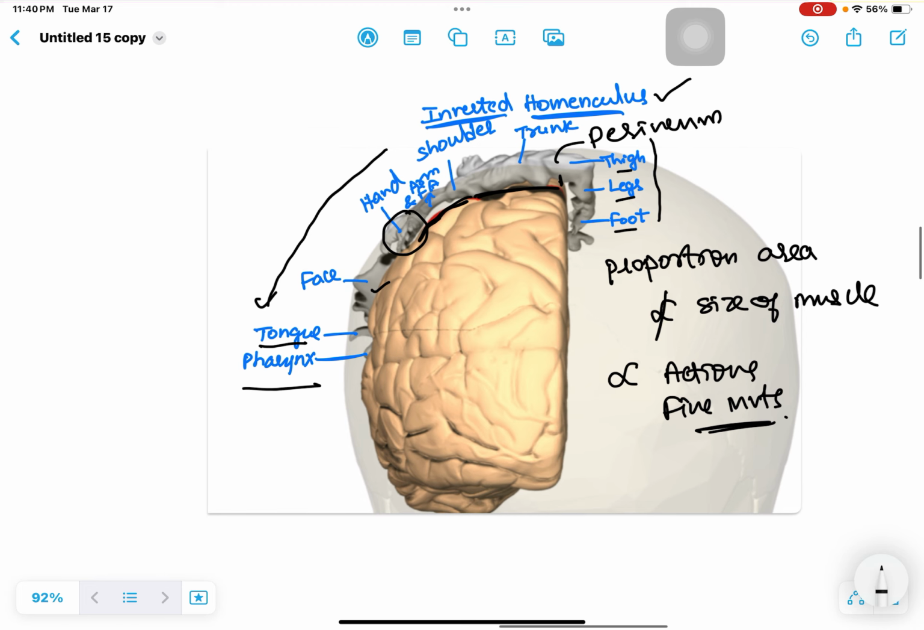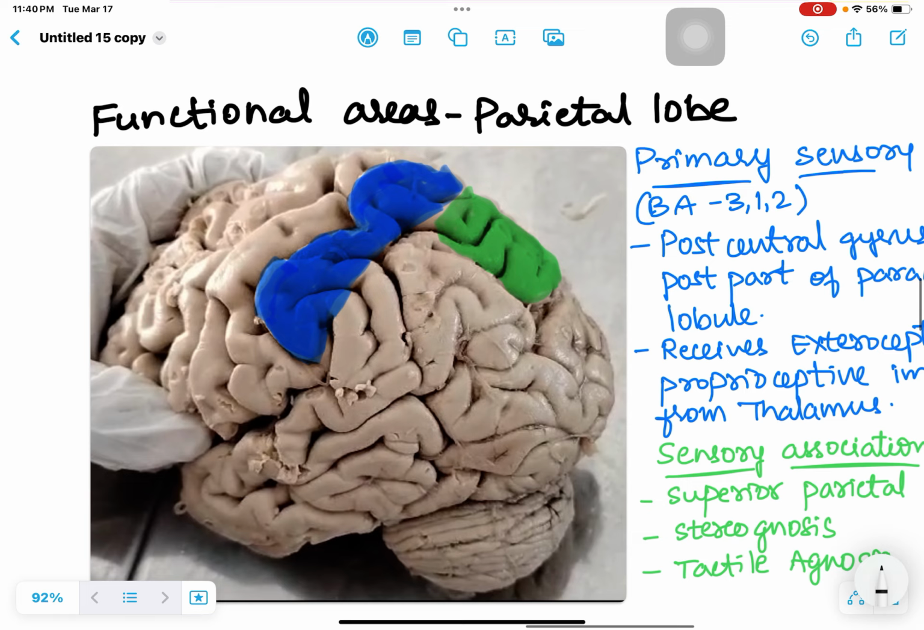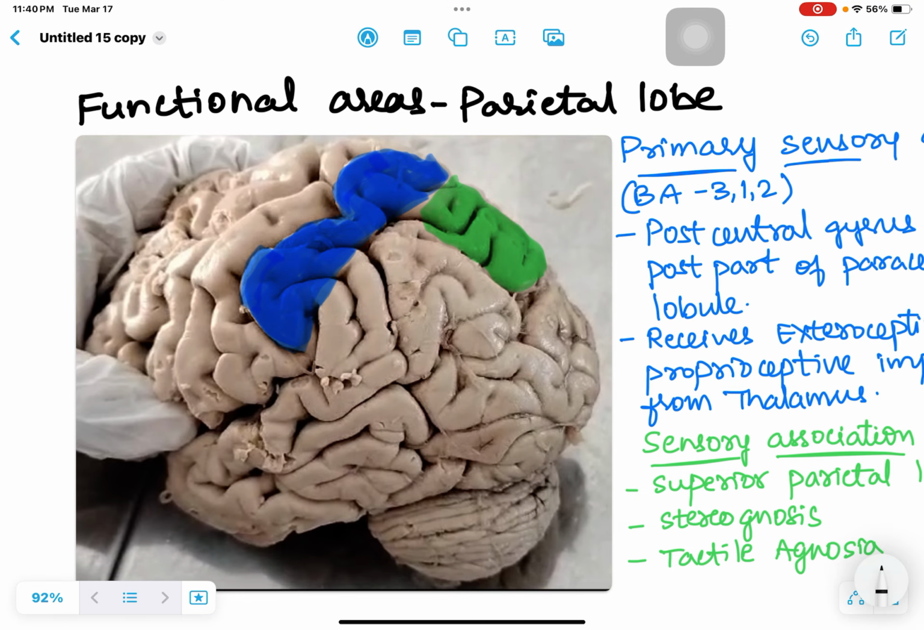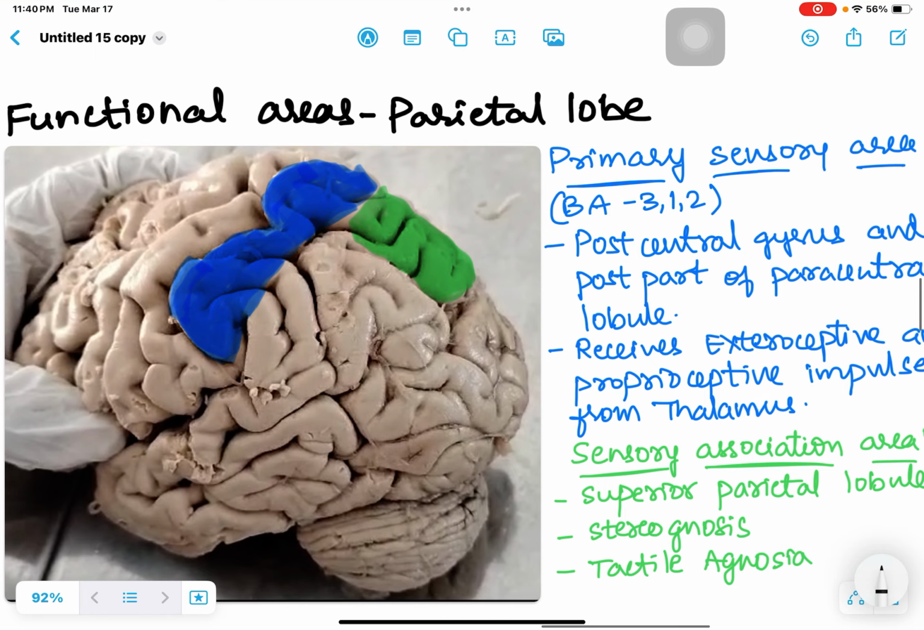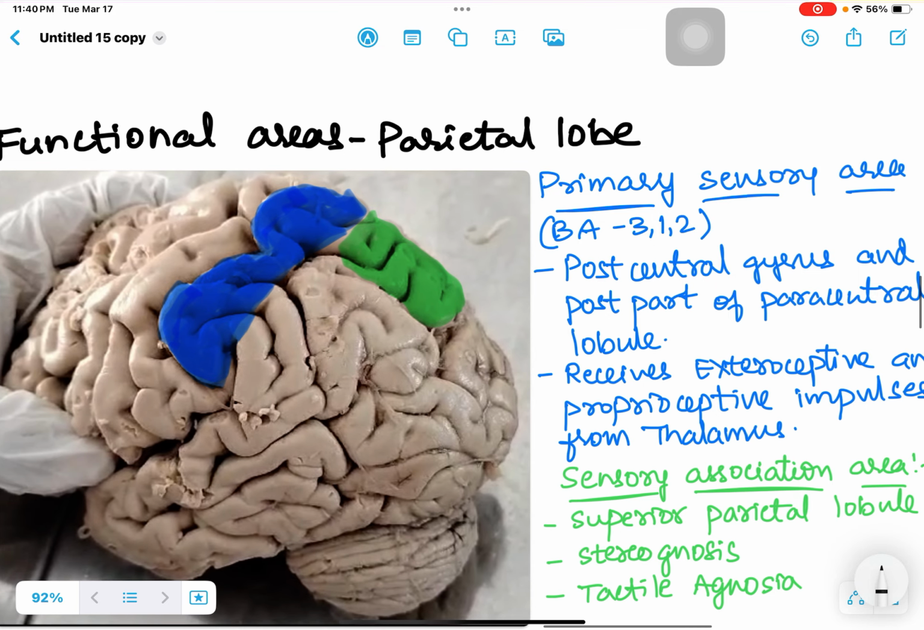Then next comes the functional areas of the parietal lobe. So mainly we have four functional areas. The primary sensory area. This primary sensory area is present behind the central sulcus.